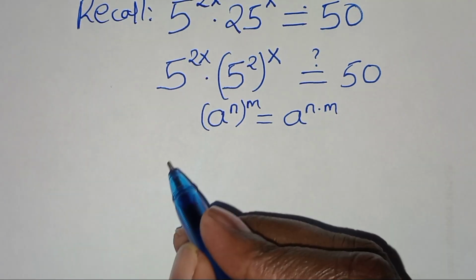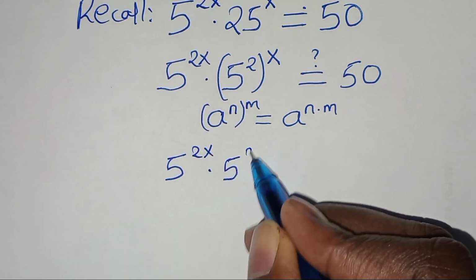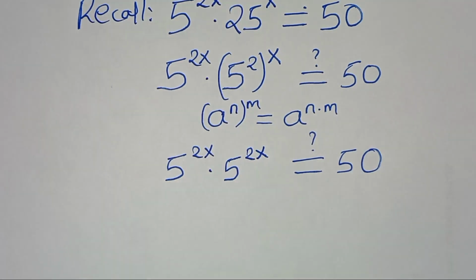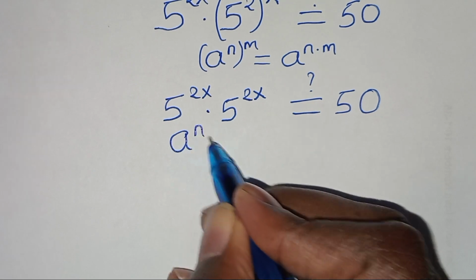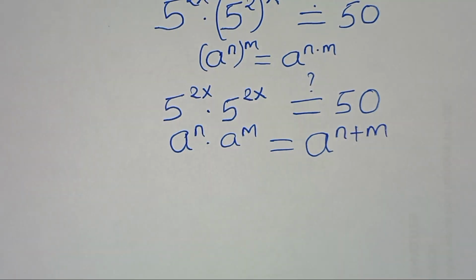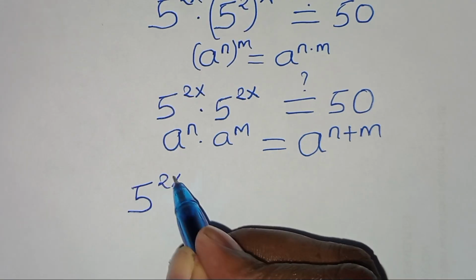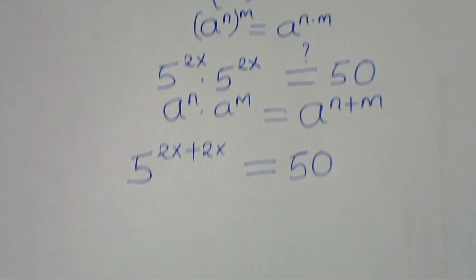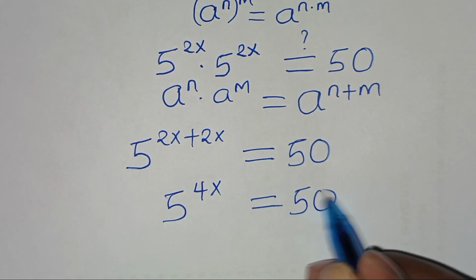Applying this exponent property, here we have 5 to power 2x times 5 to power 2x, which should give us a value of 50. So 5 to power 2x times 5 to power 2x is in the form of a to power n times a to power m, which we can express as a to power n plus m. Applying this property, we have 5 to power 2x plus 2x. So we have 5 to power 4x, which should give us a value of 50.